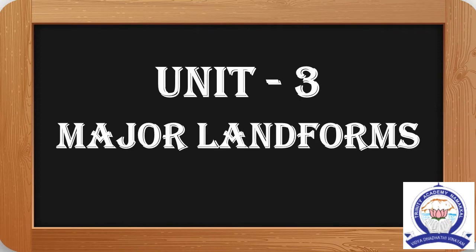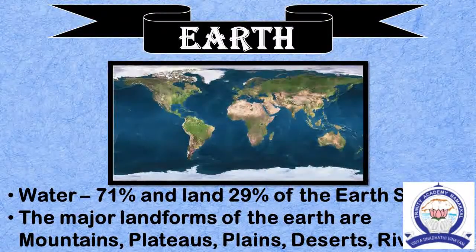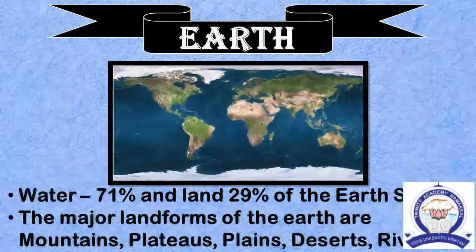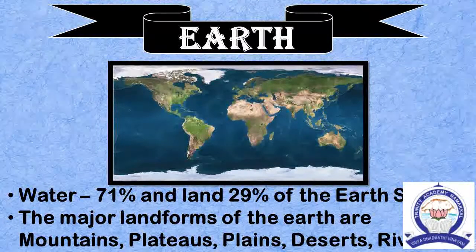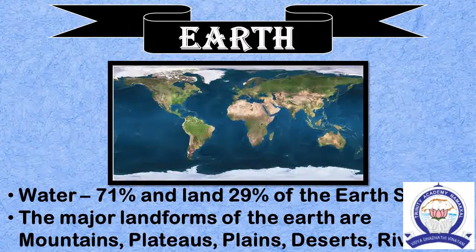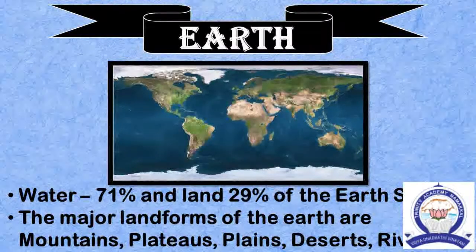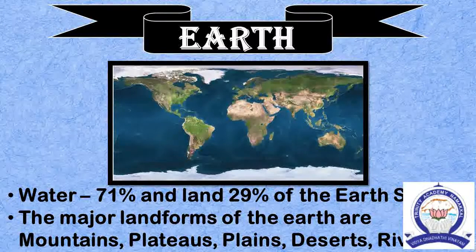Now, let us move on to the earth's surface. The earth is made up of land and water. Around 29% of the earth's surface is covered by land and 71% by water. The surface of the earth is not the same everywhere. Some parts are flat and level, while others are raised. Landforms are natural features of the Earth's surface.